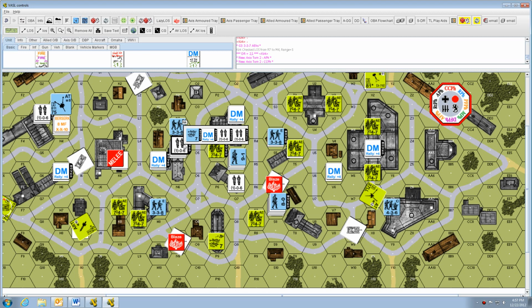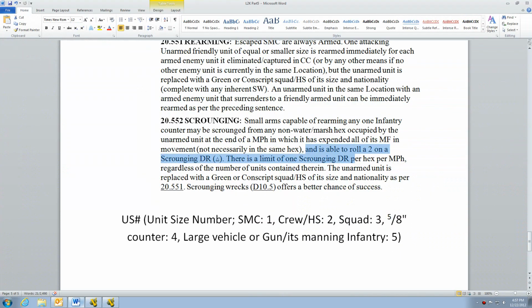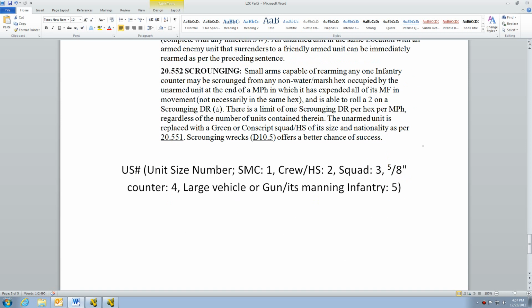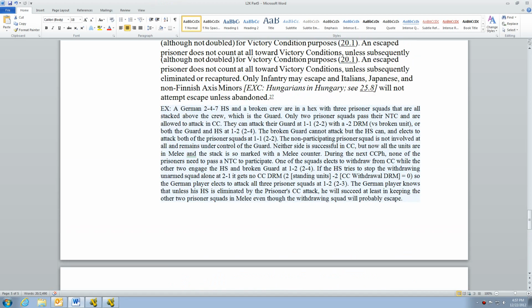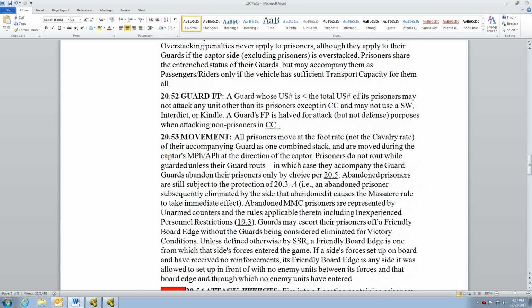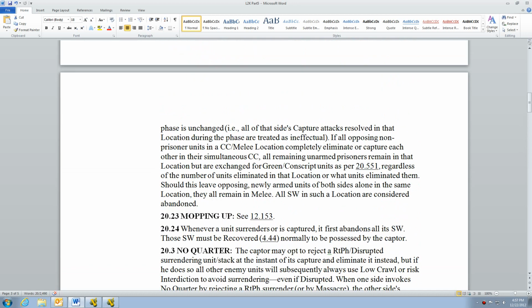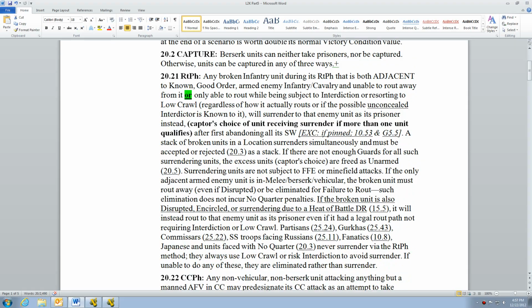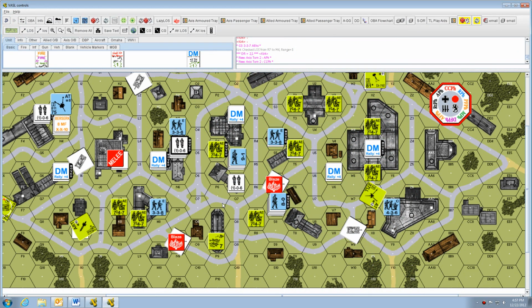Basically, if they can do that, then they can come back as green units for the Americans or conscripts, depending on the nationality that you are playing at the time. And of course, you got your unit size number, which we already looked at. So yeah, there are quite a few rules associated with prisoners. They're not very complex. I would recommend that you just spend a little time reading Section 20, giving it a good go-over, and hopefully some of these examples just showed you how things come into play.